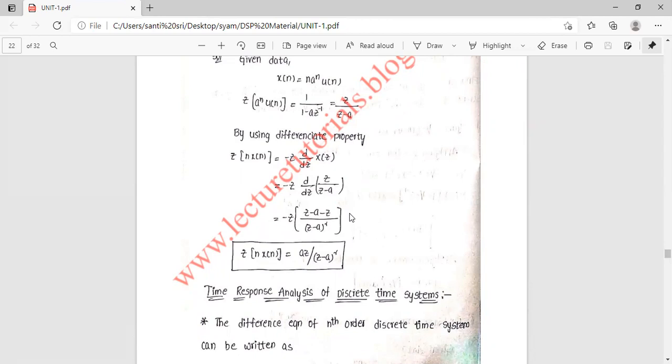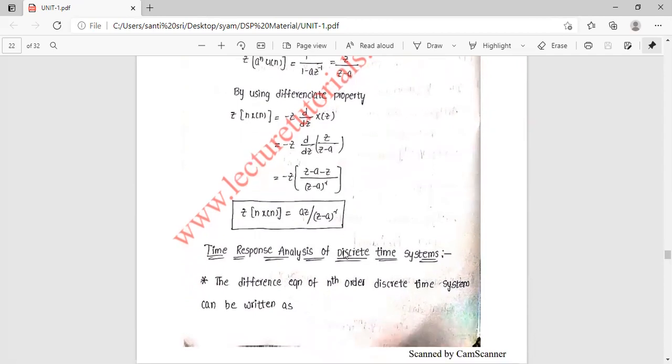Apply the u by v formula, d by dz of u by v, so that we will get minus z into z minus a, into z by z minus a whole square. So that it will become a z by z minus a whole square. So this is about the z transform with some small problems.